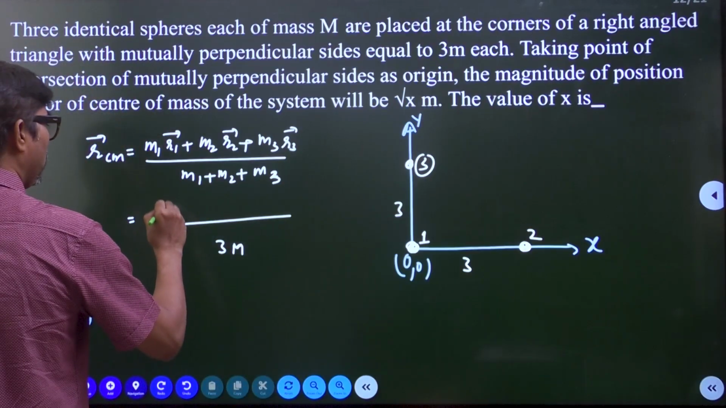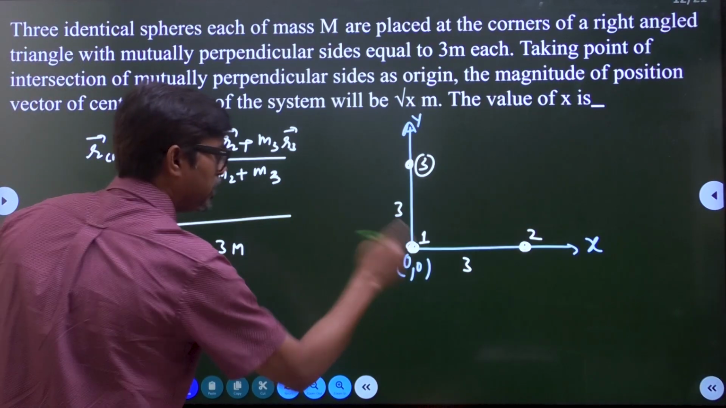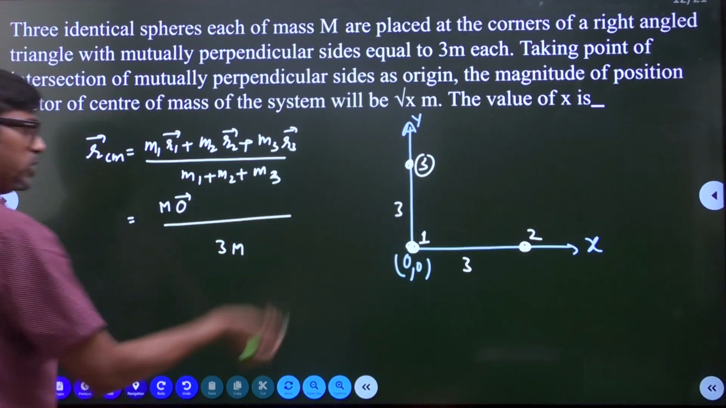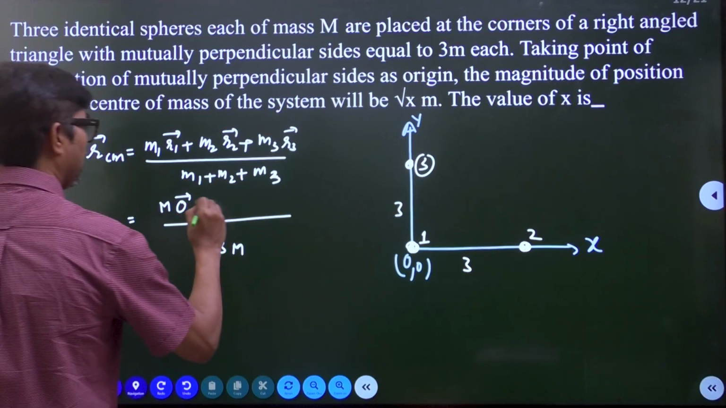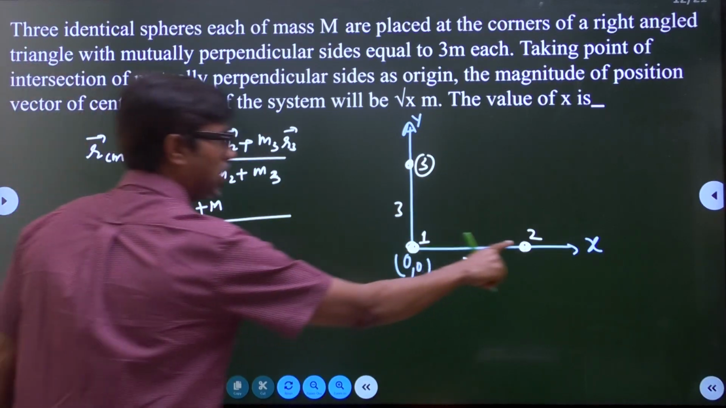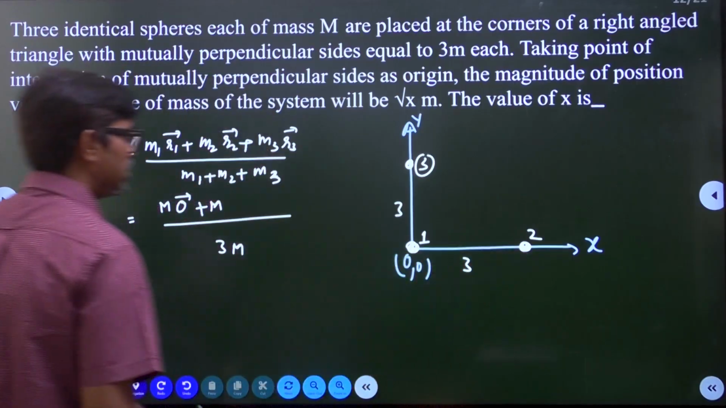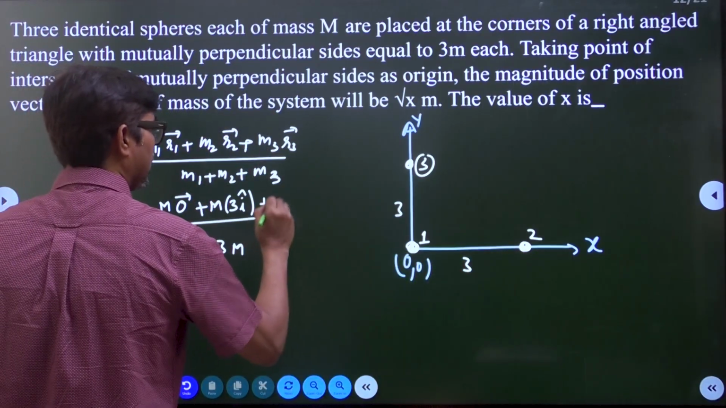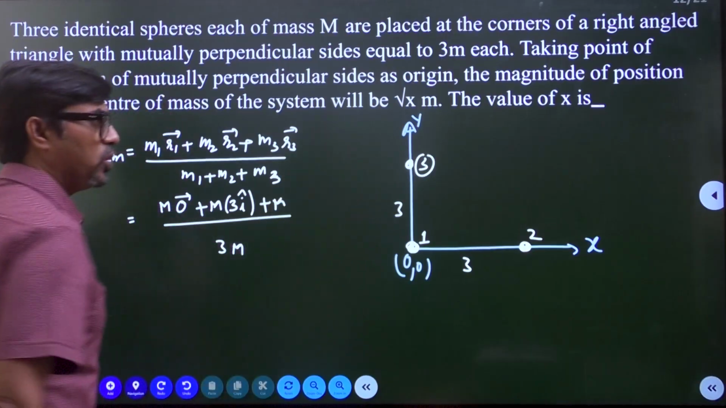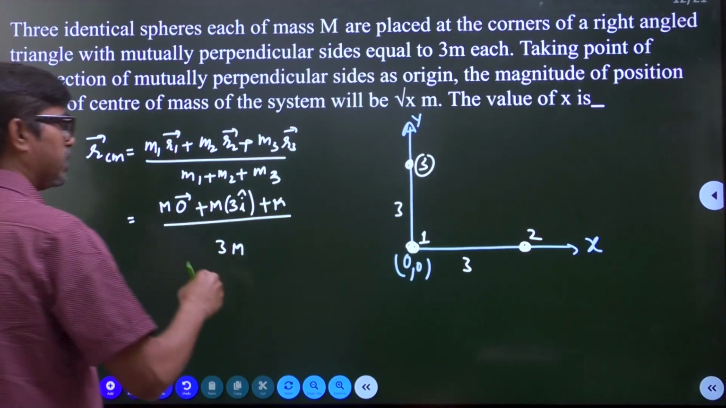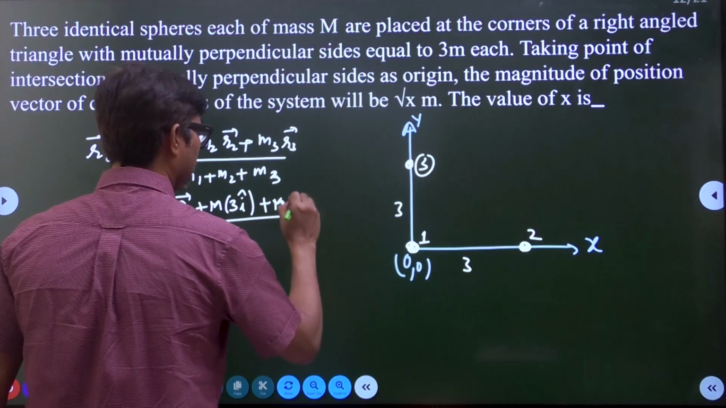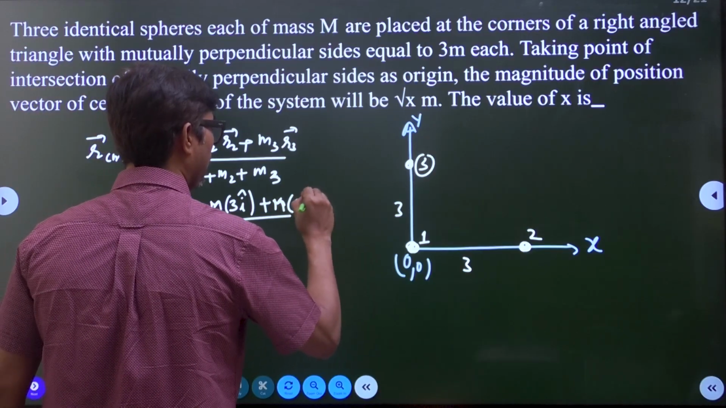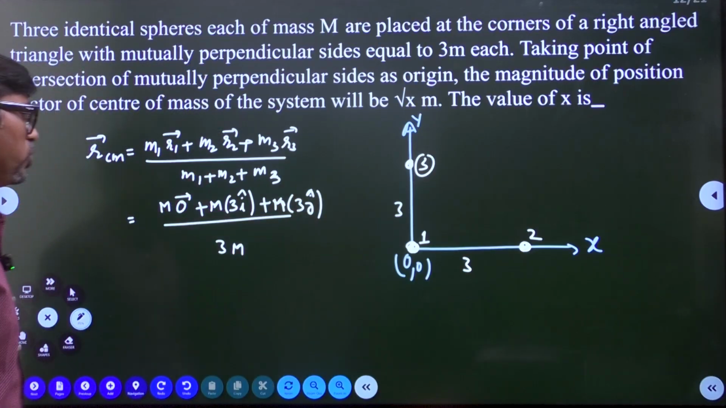M1 into the position vector of this particle is 0 bar because it is at origin directly, plus M into, let's take this as R2. It is only along x-axis, so it will have the position vector 3i cap, plus capital M into the other one, which has got only y direction coordinate here, 0, 3. So this is going to be 3j cap.